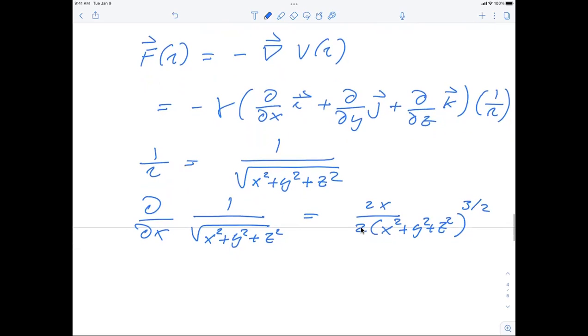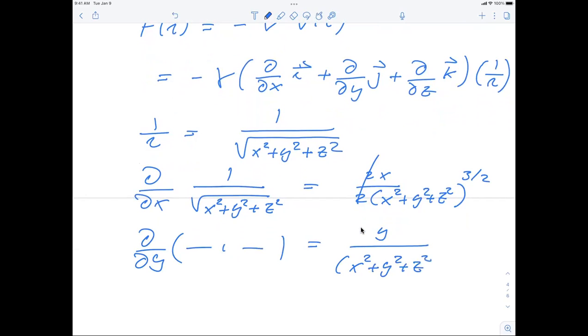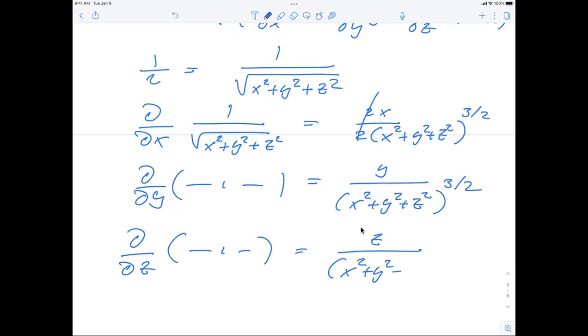And then you would do the same thing with the y direction, d dy, of the same quantity. I'm just putting a repetition sign here. Then I would simply get y divided by x squared plus y squared plus z squared to the power of 3/2. And this would just continue with dz, where we get z divided by x squared plus y squared plus z squared to the power of 3/2 here.